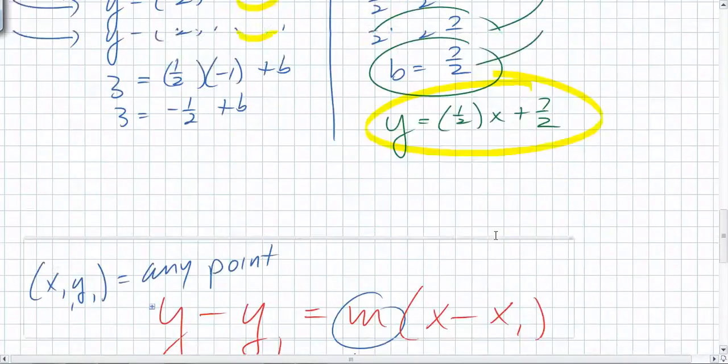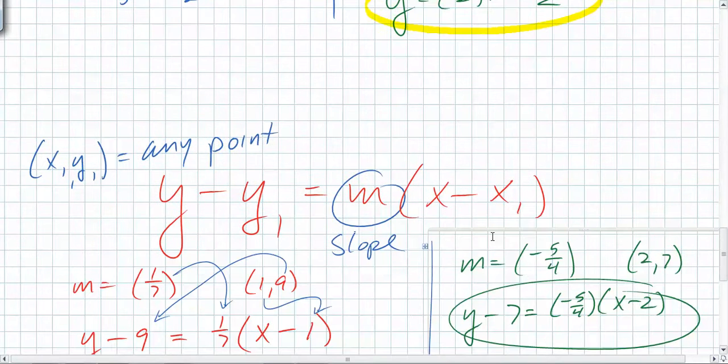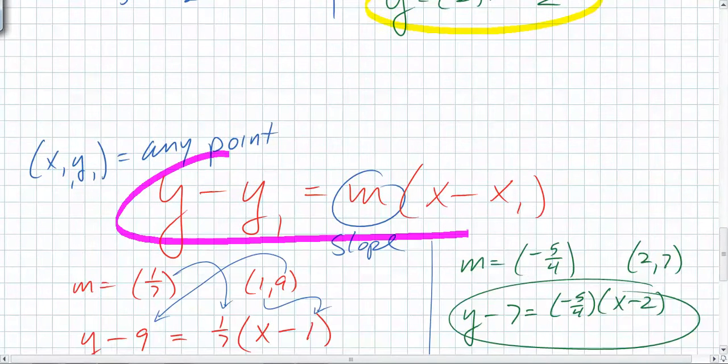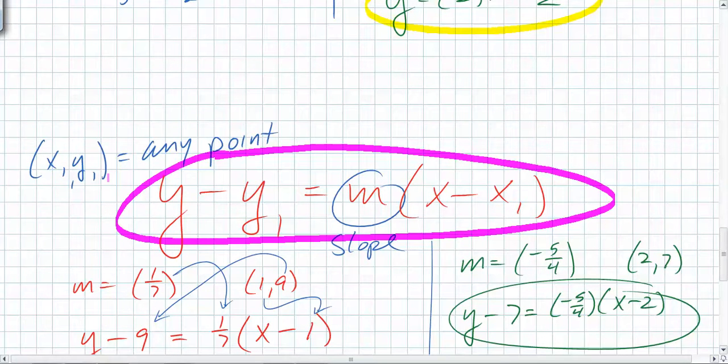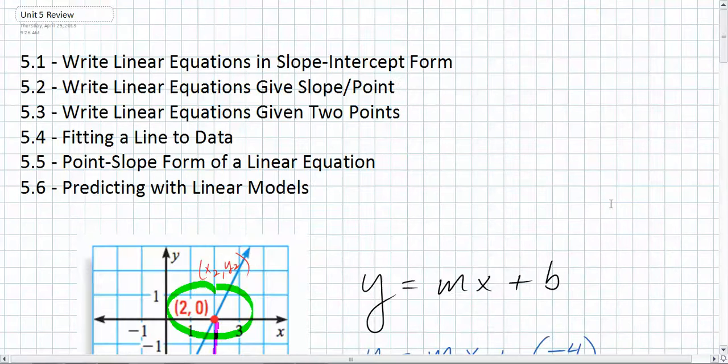So again, this is point slope form right here. Point slope form, because all you need is a point and a slope. This video covers 4 of the 6 topics. Write linear equations in slope-intercept form. Write linear equations given slope and a point. Same thing, but given 2 points. And then using the point-slope form of a line.